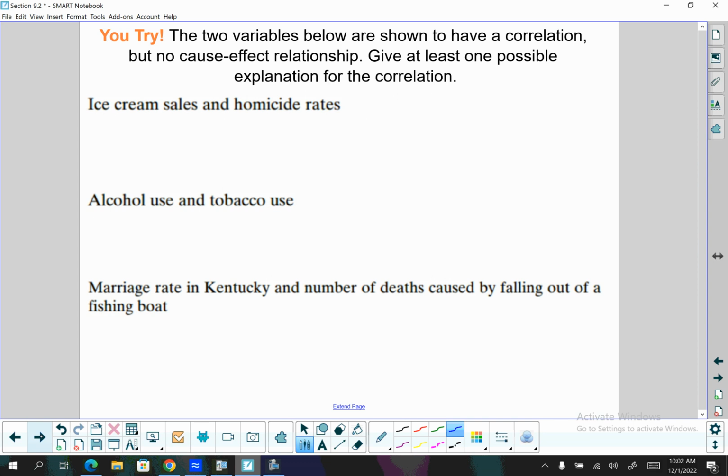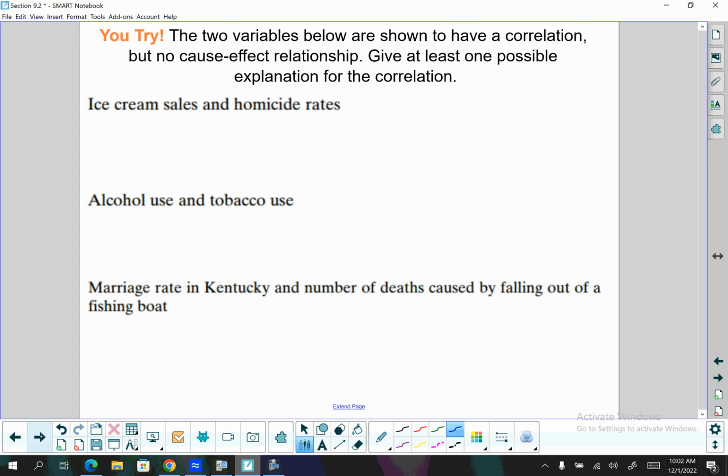I just said warmer weather would cause ice cream sales to go up and homicide rates to go down because people are happier. Right? Okay. All right, what about alcohol use and tobacco use? What could cause it to look like there's a correlation between those two variables? Any ideas?